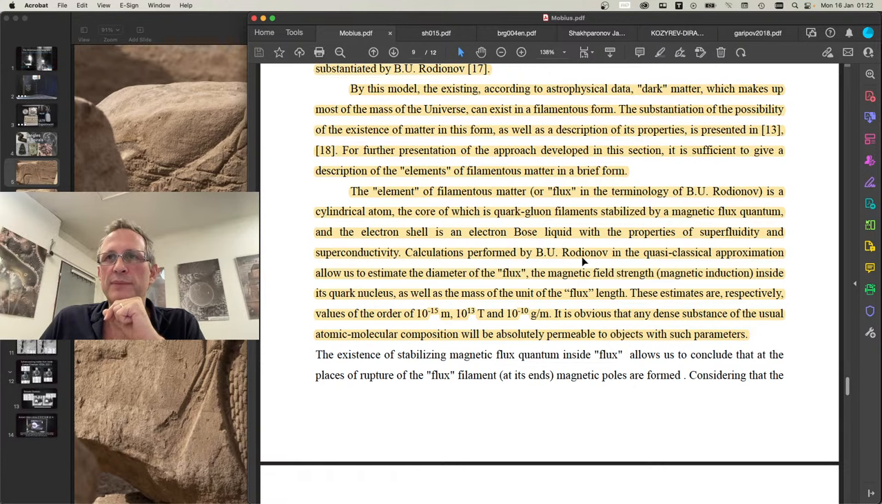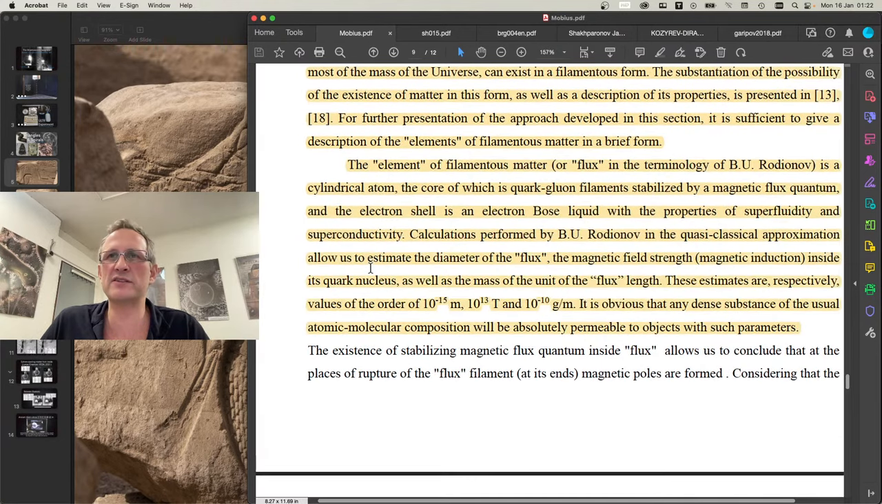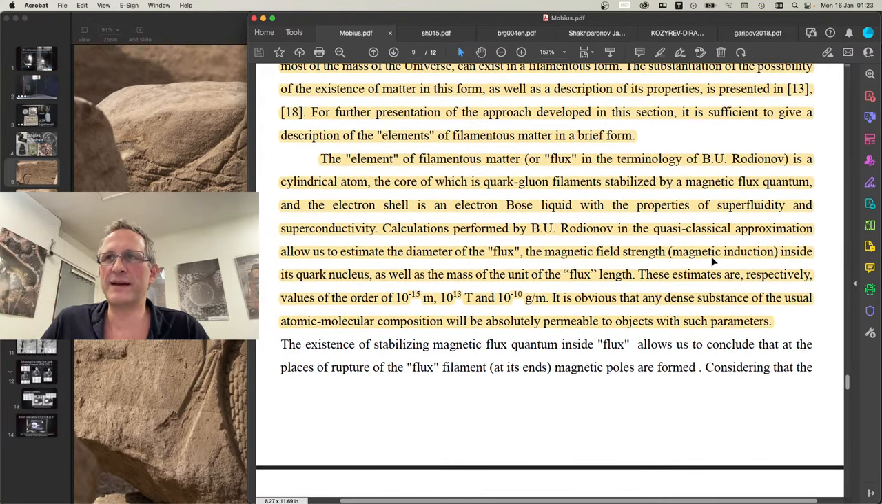Calculations performed by B.U. Rodionov in the quasi-classical approximation allow us to estimate the diameter of the flux, the magnetic field strength, magnetic induction, inside its quark nucleus, as well as the mass of the unit of flux length. These estimates are respectively, wait for it, values of the order of 10 to the minus 15 meters. Is that the flux length? No, sorry. The first is the diameter of the flux, 10 to the minus 15 meters. So not a very big diameter.